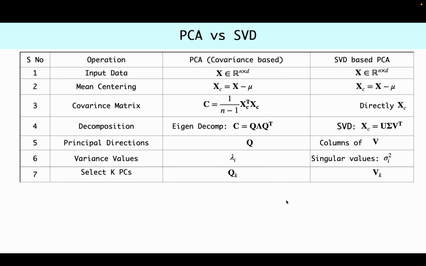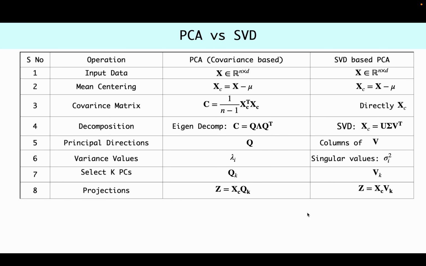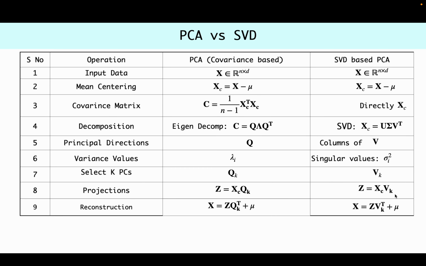So out of the many principal components, we take the k dominant PCs by choosing the eigenvectors of the k maximum eigenvalues. Those eigenvectors are placed in Qk and Vk in the case of SVD based PCA, and projections are calculated as follows, where Z is equal to XC Qk, whereas here Z is equal to XC Vk. Later we can do the reconstruction, as Qk is an orthogonal matrix, and we can re-add the mu term to get back the non-centered data.